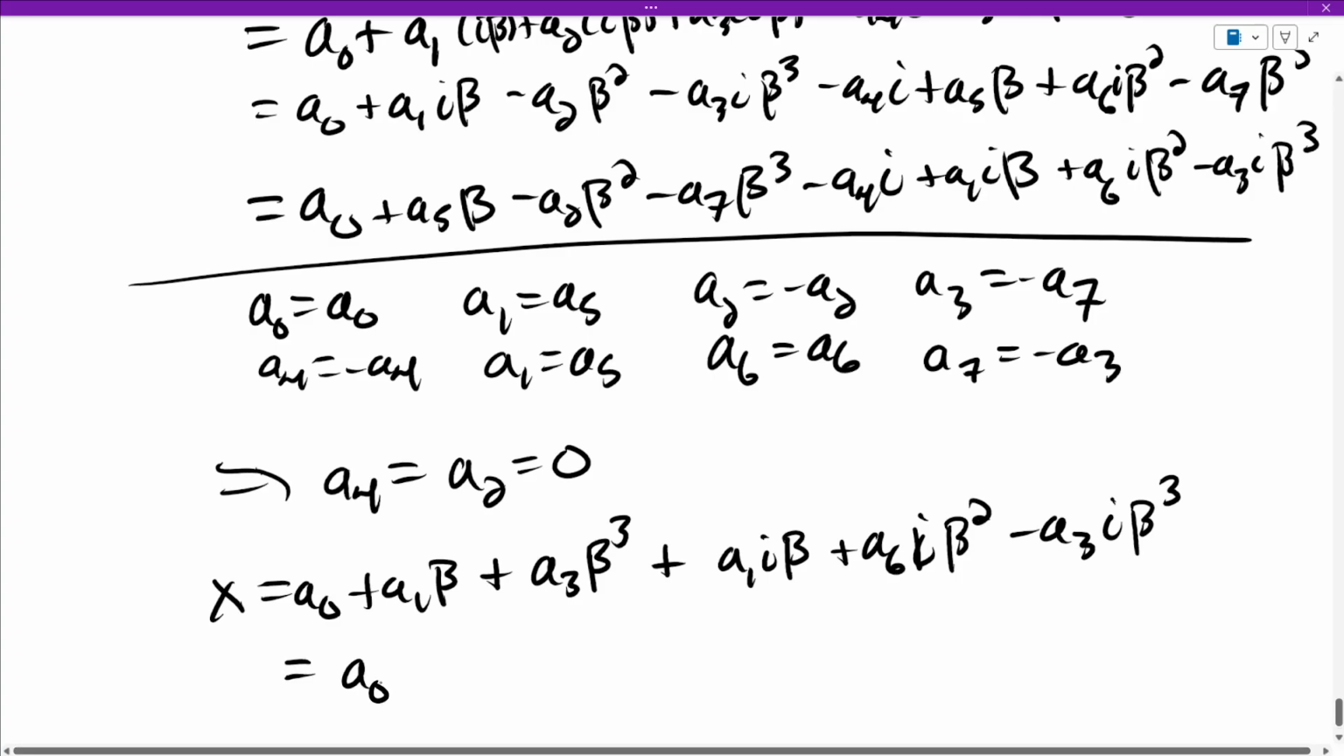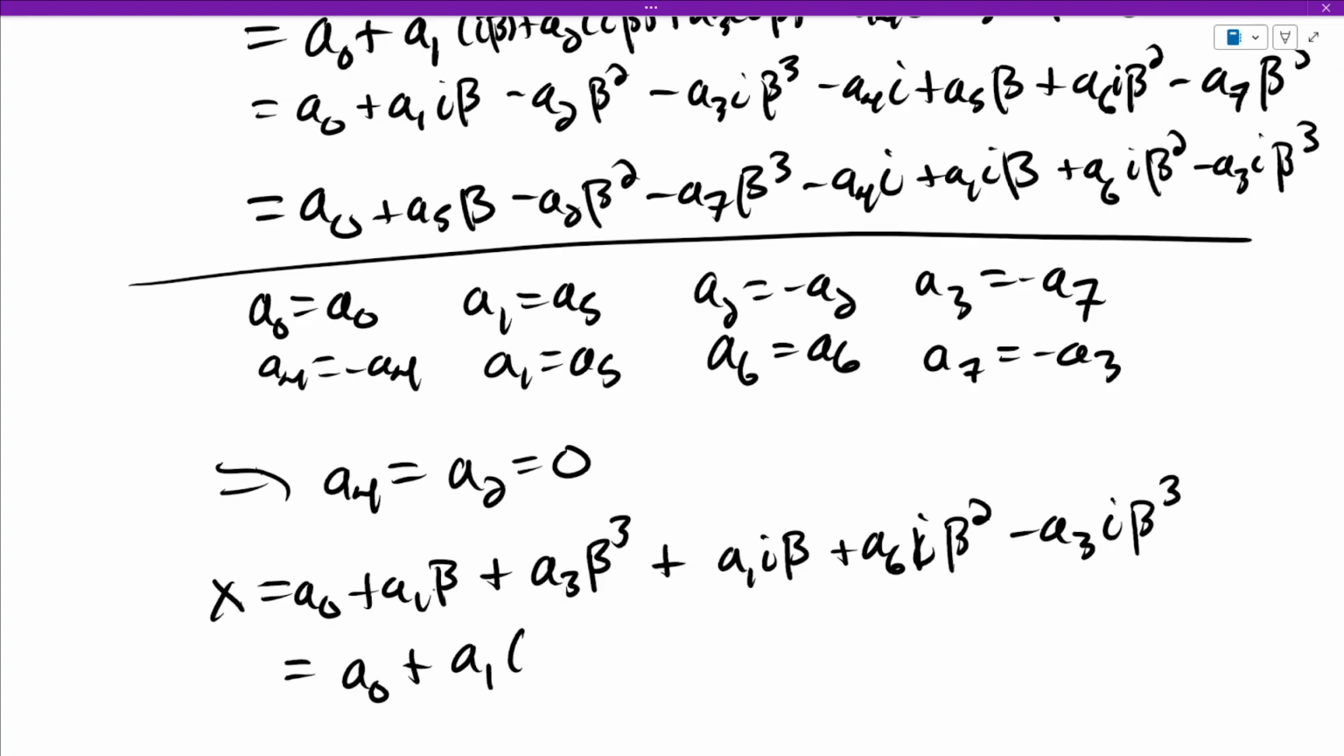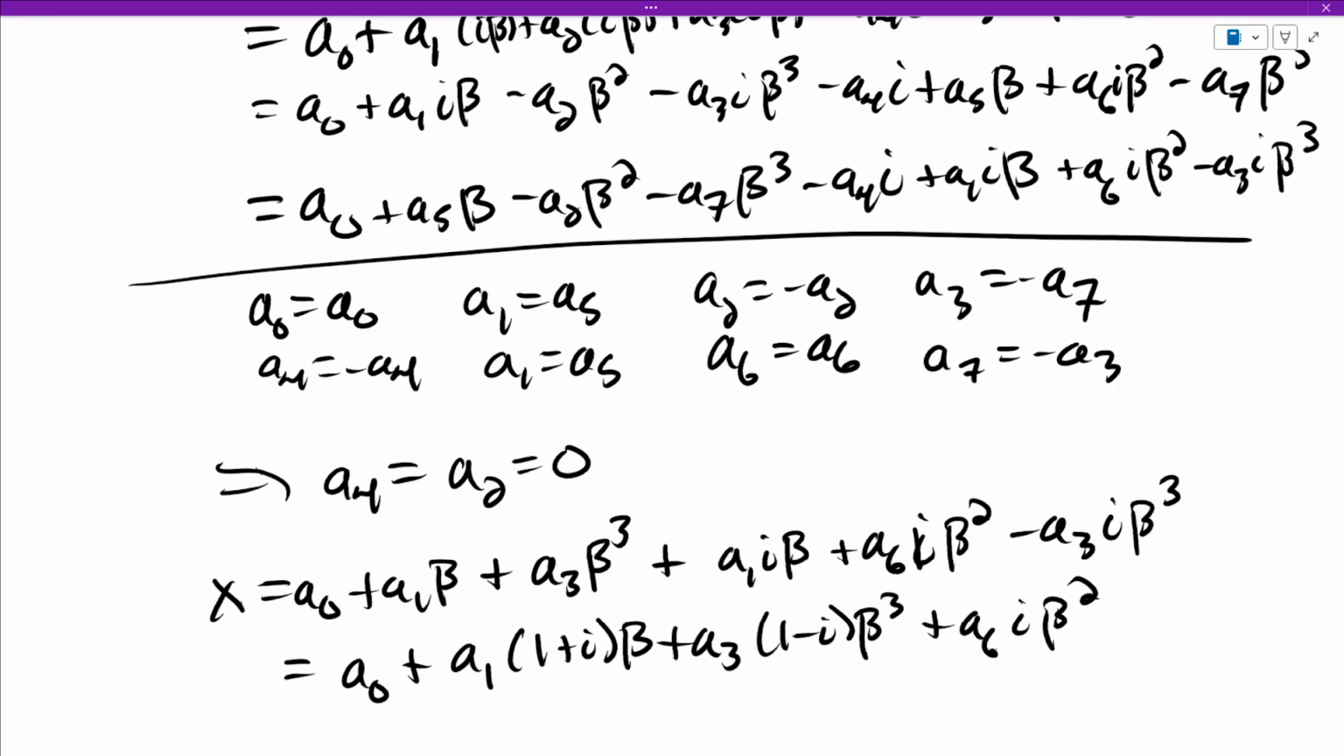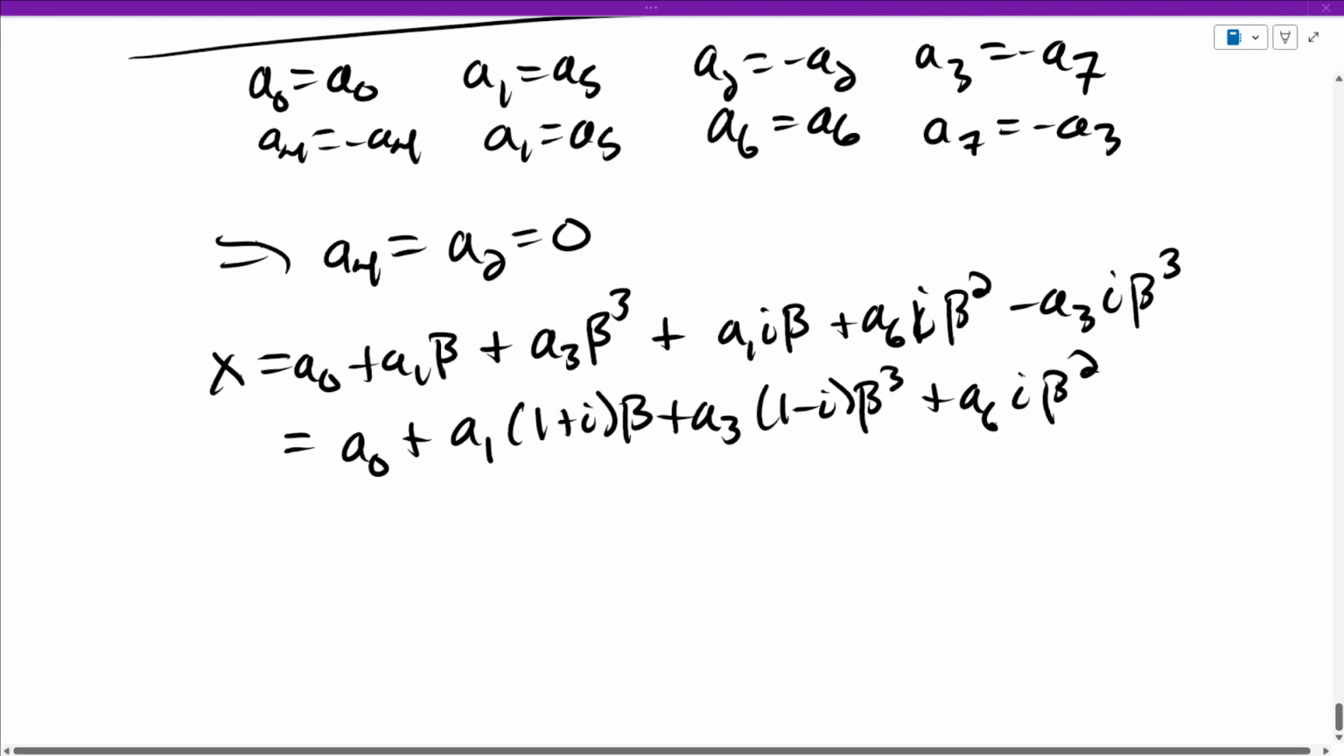All right, so this is A0 plus A1. And then let's see, we have an A1 β and we have an A1 iβ, so we can combine them. And then we have an A3 β cubed and a minus A3 iβ cubed, so we can combine them. And then that leaves us iβ squared. Okay, so we have this.